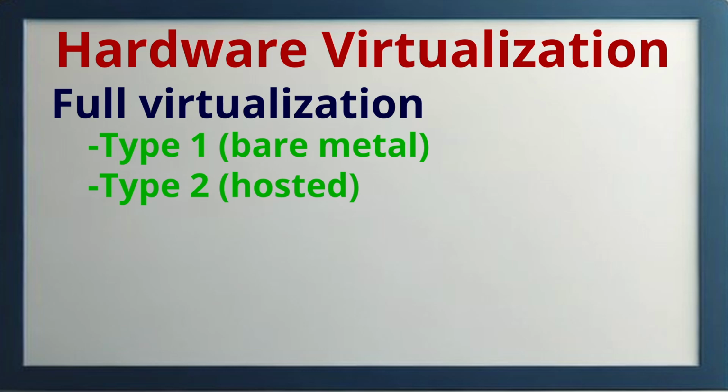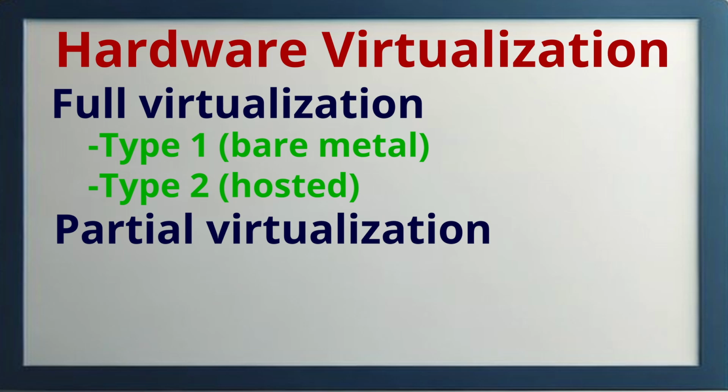Another form of virtualization is called partial virtualization. In partial virtualization, some virtual machine components are virtualized while others aren't. In other words, the OS uses some virtual components and some physical components while it runs. It's important to note that an operating system can only run in a partial virtualization environment if that operating system has been specifically modified to do so.